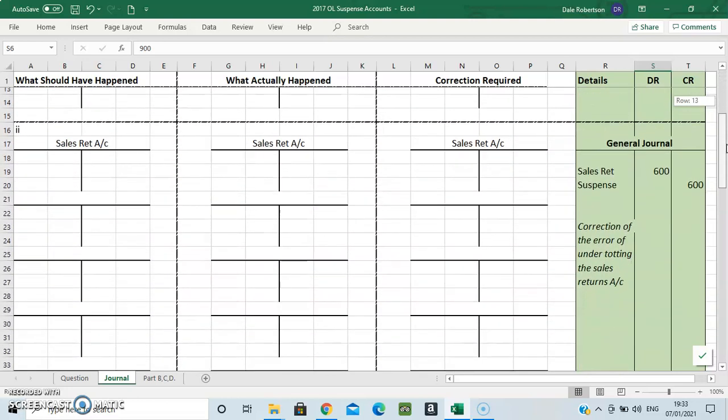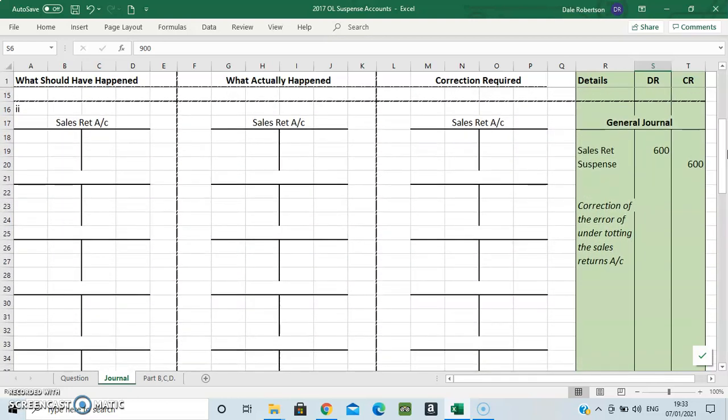Number 2. Very similar, actually. It says the sales returns book has been under-totted by 600. Now, under-totted means under-added by 600. So it's a little bit difficult to show you what actually happened here. But sales returns are on the debit side because, of course, they're the opposite of sales and they're an expense for a business. So it should have been 600 greater than it is.